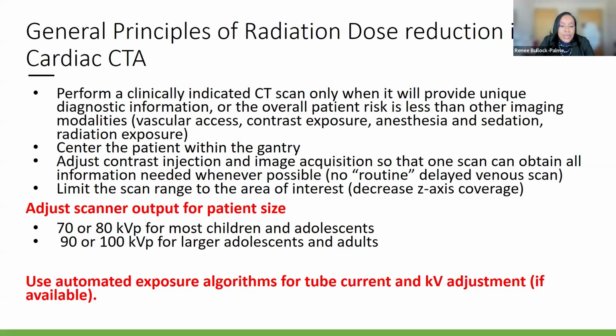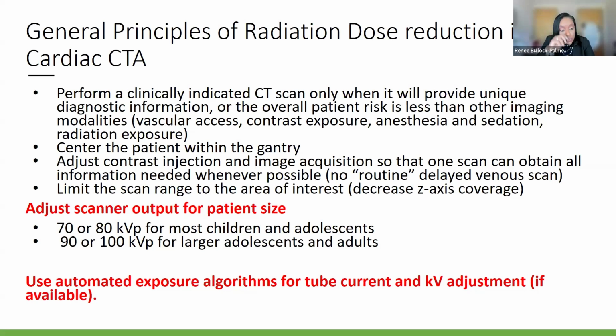But after we've gone through all of that and the patient is there for the study, you want to make sure that the patient is centered appropriately in the gantry. You want to adjust the contrast injection and the image acquisition so that we can get as much information from the scan that we need. There are times, as we'll show in some of the venous structures, you may have to do a delayed scan to make sure that you're ruling out any thrombosis or stenosis. The delayed scan does not have to be necessarily gated if you're looking at a larger structure, such as the pulmonary arteries or the pulmonary veins.